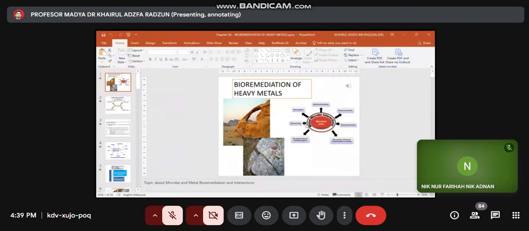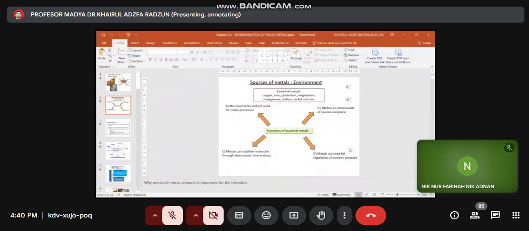And next is bioleaching. It can leach out the metals from the ore, for instance from the stones, from the ore where the metals reside. And eventually it can conduct bioabsorption. So these are all the processes that can be conducted by the microbes in order to conduct the bioremediation of the heavy metals.